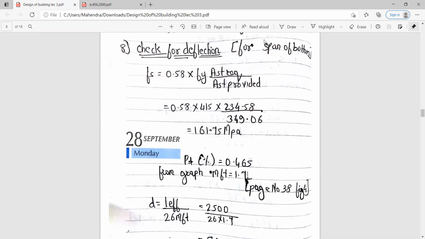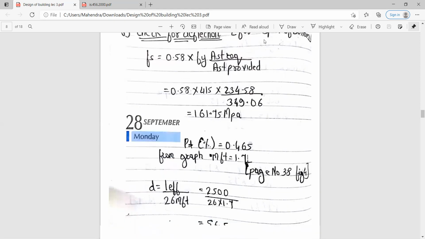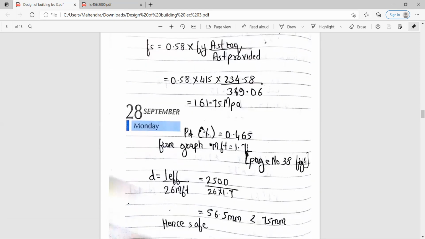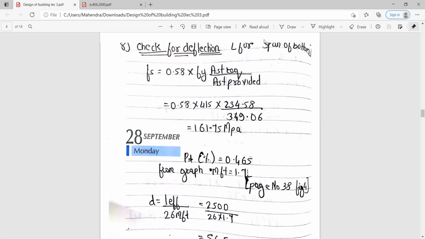So whenever the percentage is 0.465, from that the modification factor, that is MFT, you will get as 1.7. So D will be equal to L effective upon 26 into MFT. So L effective is 2500, upon 26 into MFT that is 1.7. From this, the value of D you get is 56.5 mm, that is less than the previous D that you had calculated earlier. So here your design is safe for the deflection.